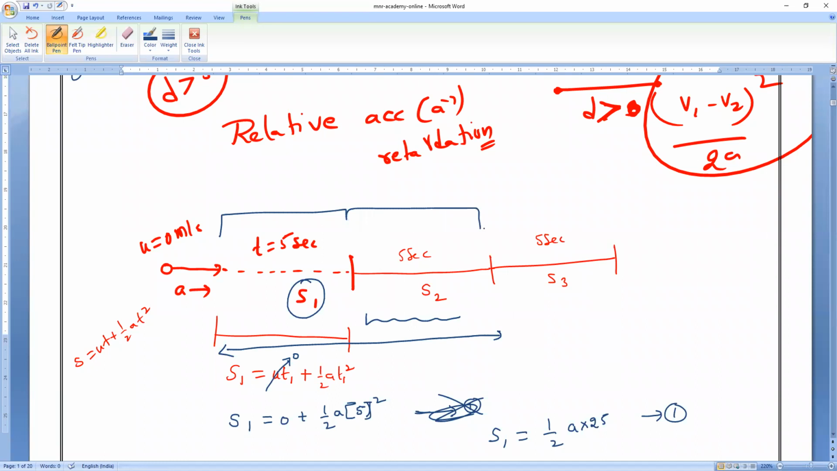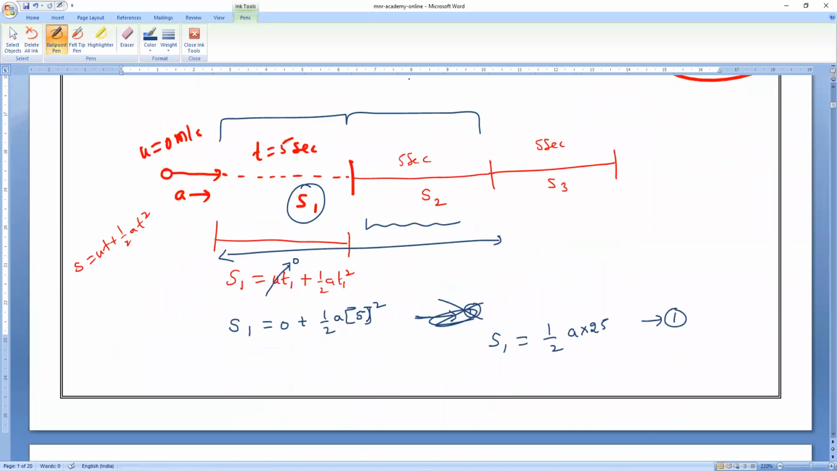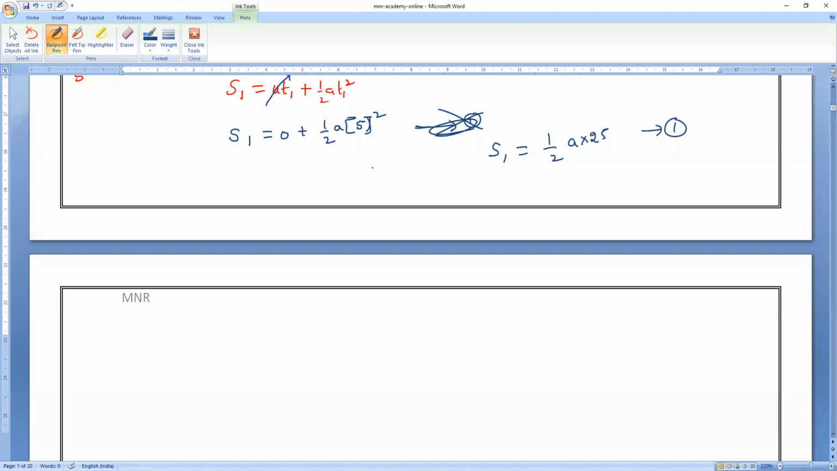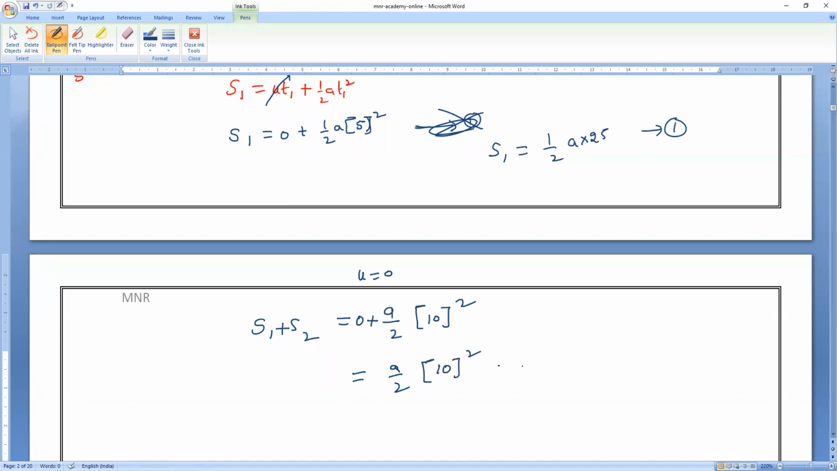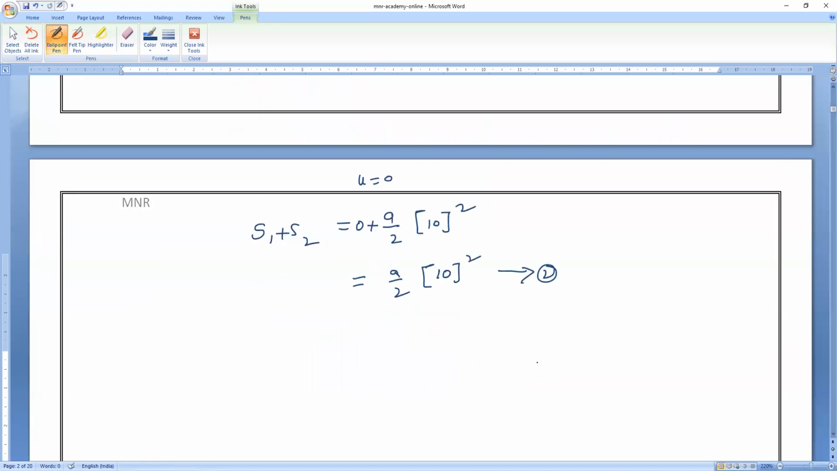So S1 plus S2, what is the total time? Already we have solved a similar sum. What is the total time? 5 plus 5, 10 seconds. So S1 plus S2 is equal to, again the initial velocity is 0, so this first term will be 0. Half into A into, what is the time? 10 square. So A by 2 into 10 square. Let me consider this as equation 2. Now, if I subtract equation 1 from equation 2, I will get S2. Is it right or wrong, everybody?